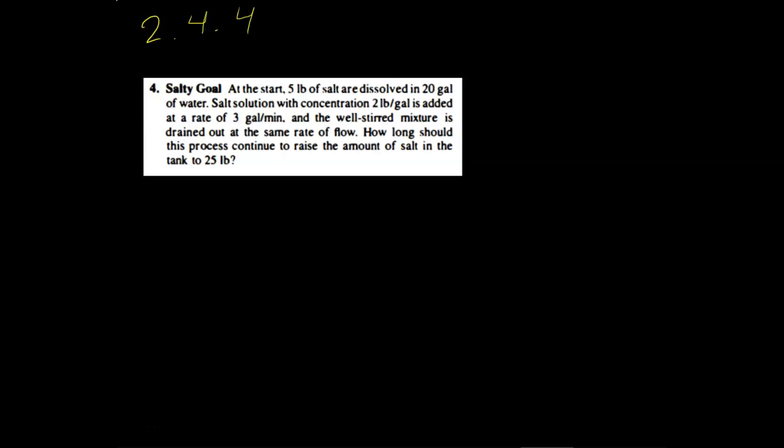Hey, so we're looking at a mixture problem. I'm taking it from homework set number 4. We have a salty tank at the start. We have 5 pounds of salt dissolved in 20 gallons of water. And a salt solution with a concentration of 2 pounds per gallon is being added at a rate of 3 gallons per minute.